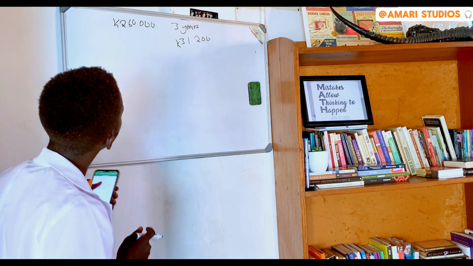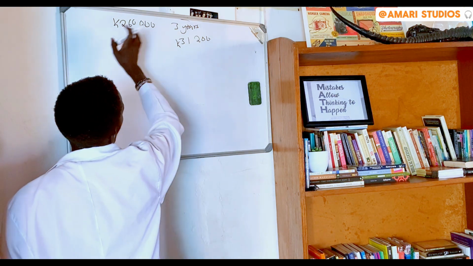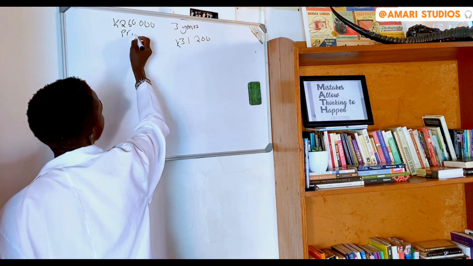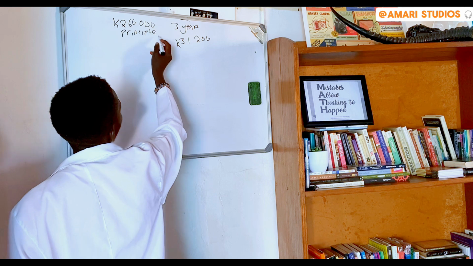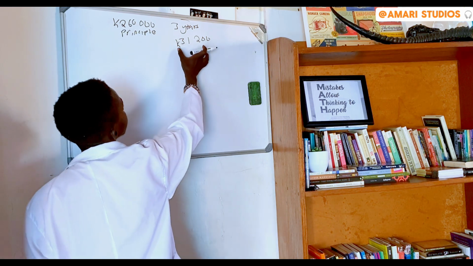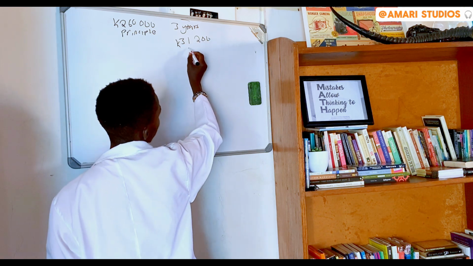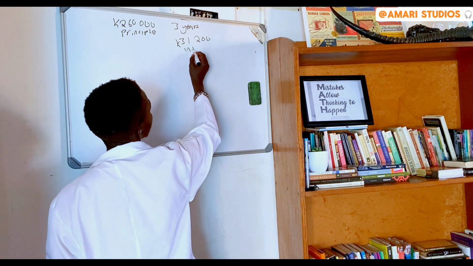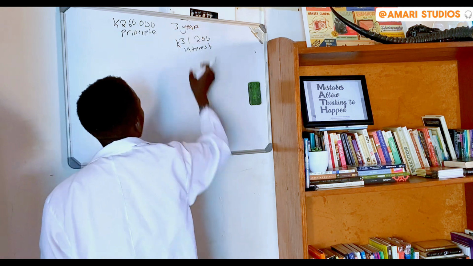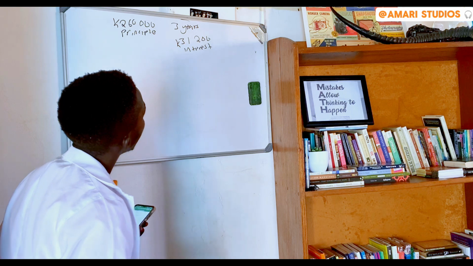So a lady invested this money. This money that was invested in the bank represents the principal, and when this money was deposited, the person earned about 31,200 kwacha. So this was the simple interest that was added on this money. That happened after 3 years.